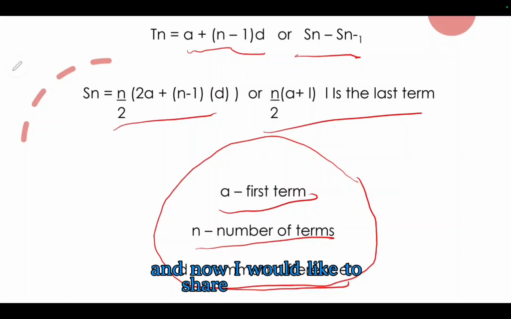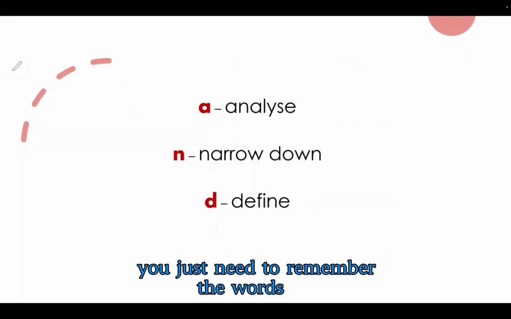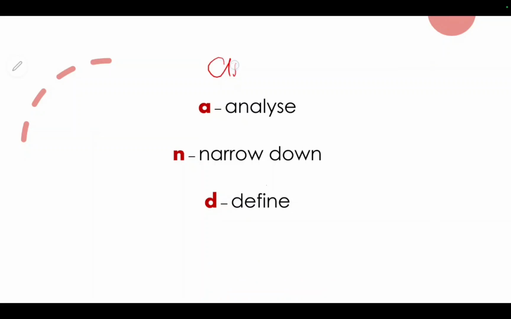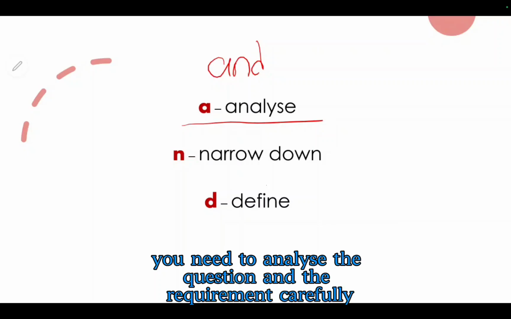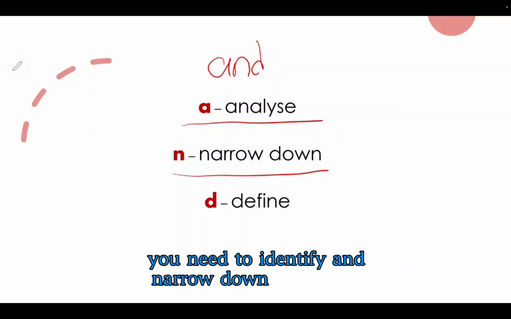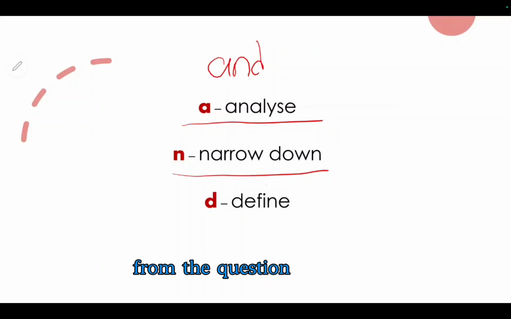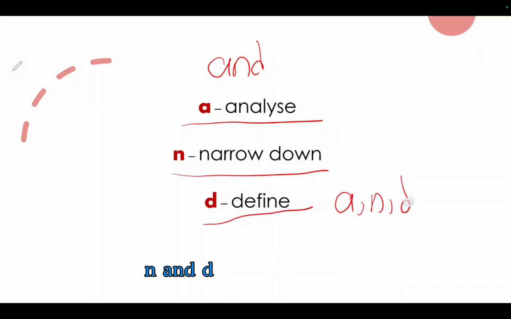And now I would like to share a simple tip to make solving arithmetic sequence problems much easier. You just need to remember the word AND. So A is referred to analyze. You need to analyze the question and the requirement carefully. N stands for narrow down. You need to identify and narrow down the useful information from the question. And D, you need to define. You need to define the value of A, N, and D and calculate the answer.